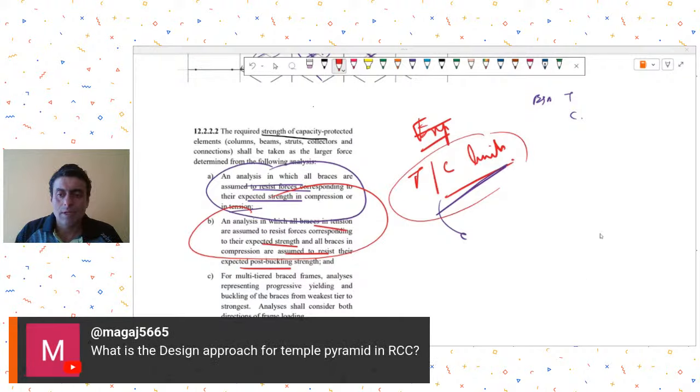So Mr. Magaj is asking, what is the design approach for a temple pyramid? What is a temple pyramid? Temple pyramid in RCC. What is a temple pyramid? I'm not sure.